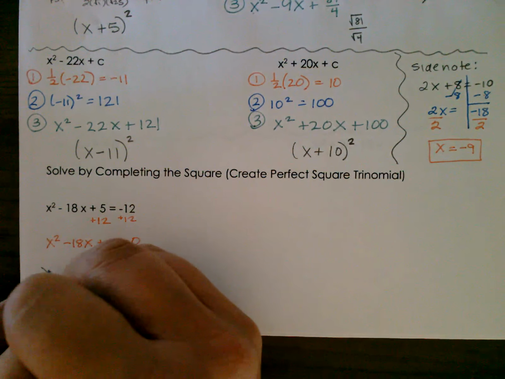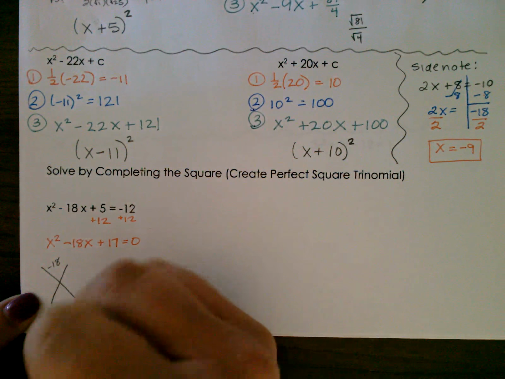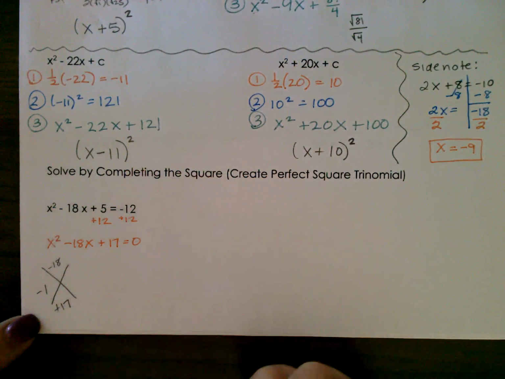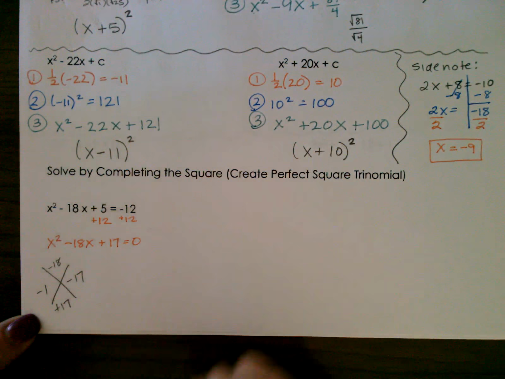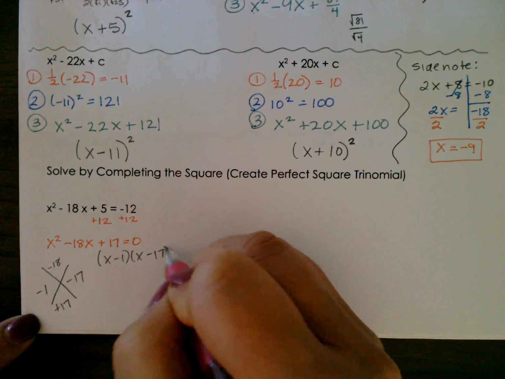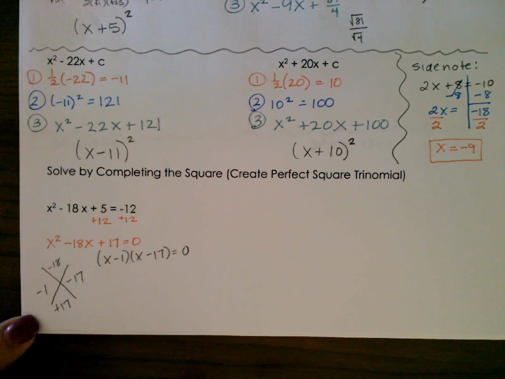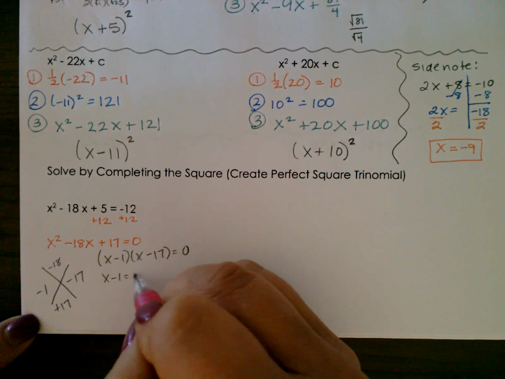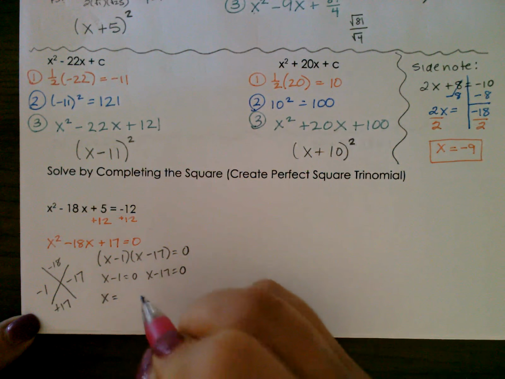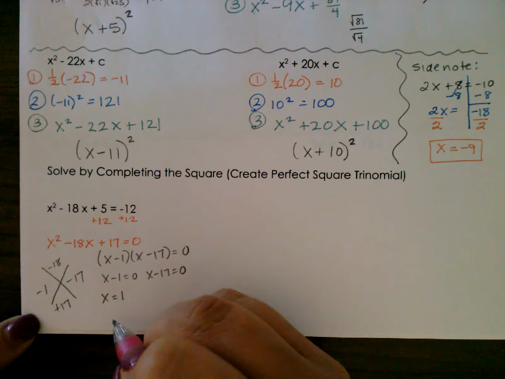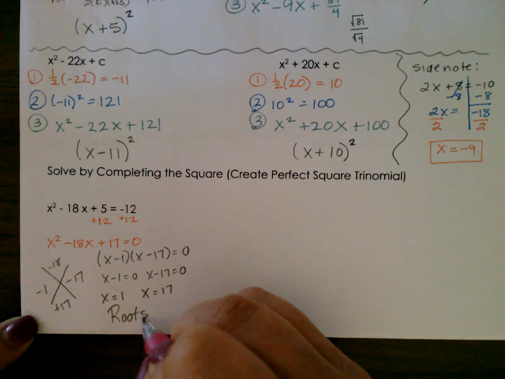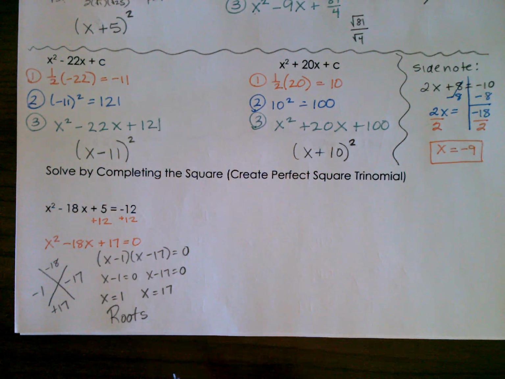Because the a is 1, I need two numbers that add to negative 18 but multiply to positive 17. Negative 1 and negative 17 would work. So (x minus 1)(x minus 17) equals 0. Set each one equal to 0 and solve. So one root, one x-intercept, would be 1. The other would be 17. Those are your roots. If we graphed, those would be my x-intercepts.